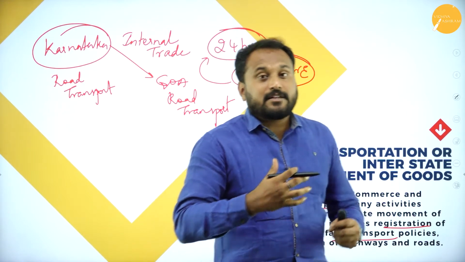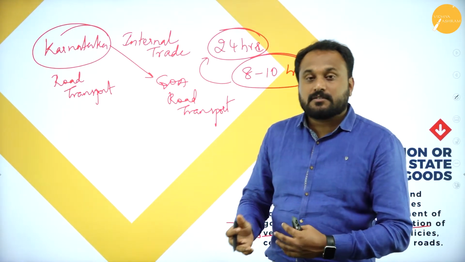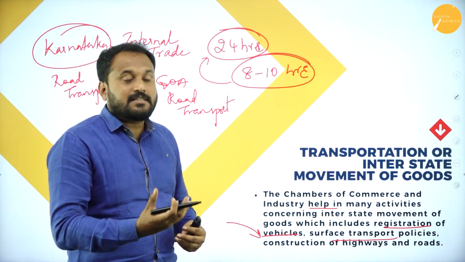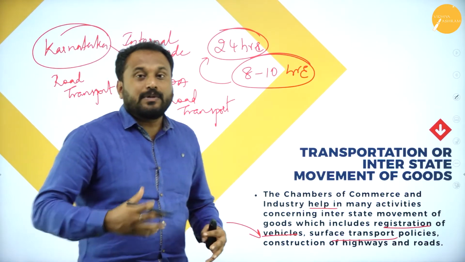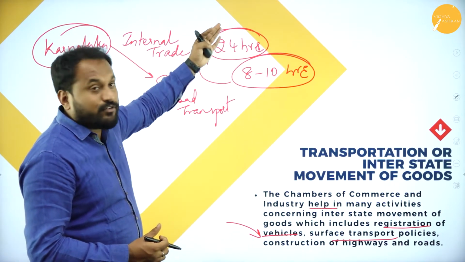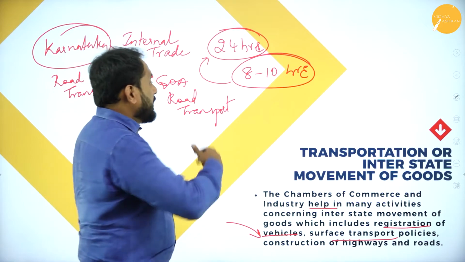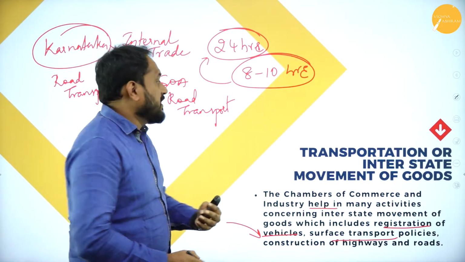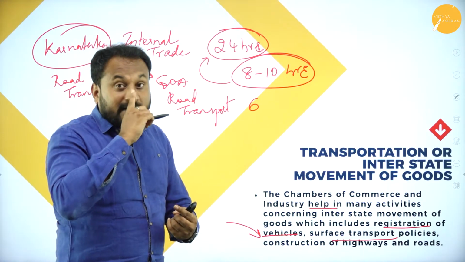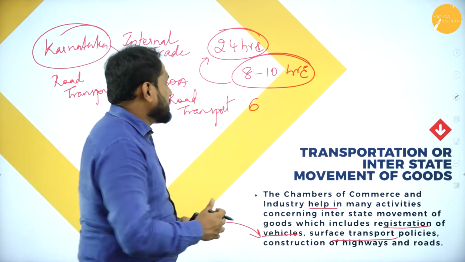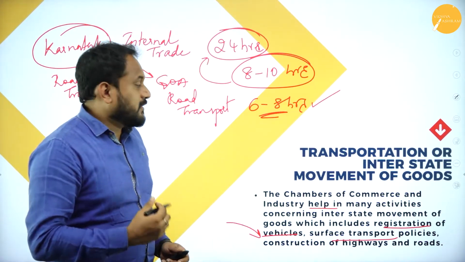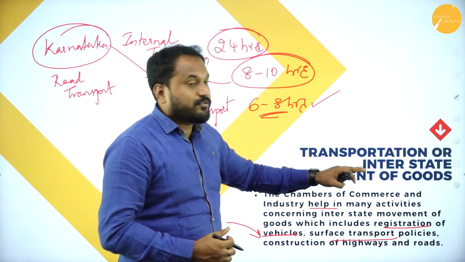And there is one more thing. The ministers and the Chamber of Commerce have guaranteed that you can reach Goa from Karnataka within 6 to 7 hours. From 24 hours to 8 to 10 hours. That is what they are predicting, as they are going with more tunnels. They are thinking about digging tunnels so that the distance will be a little shorter. So 6 to 8 hours. This is really good, no? That is how the transportation or interstate movement of goods will happen.